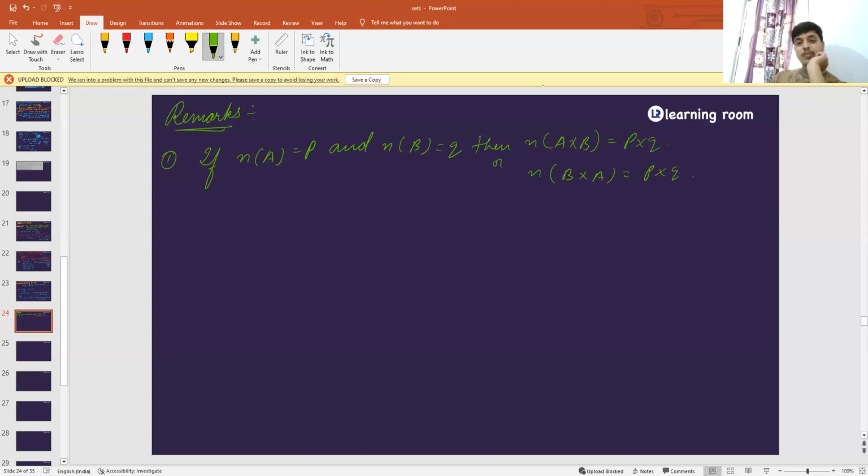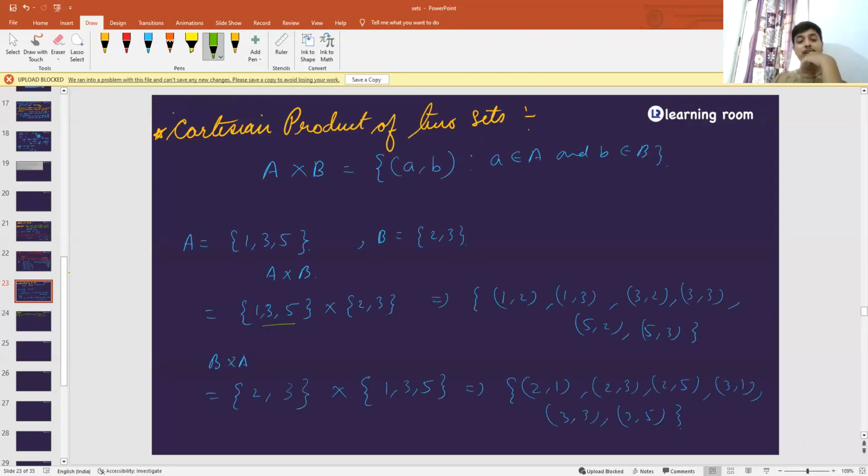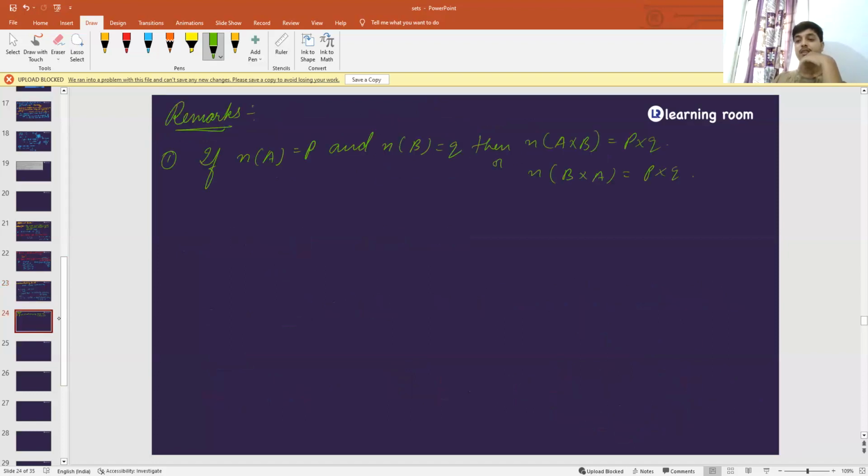So if A has three elements and B has two elements, how many combinations did we form here? A had three elements, B had two elements. How many combinations were there? 1, 2, 3, 4, 5, 6. You can get 3 into 2, 6. Simultaneously, what combination did you get in B cross A? 2 into 3, same 6. Understood? Yes, so this is one comment.